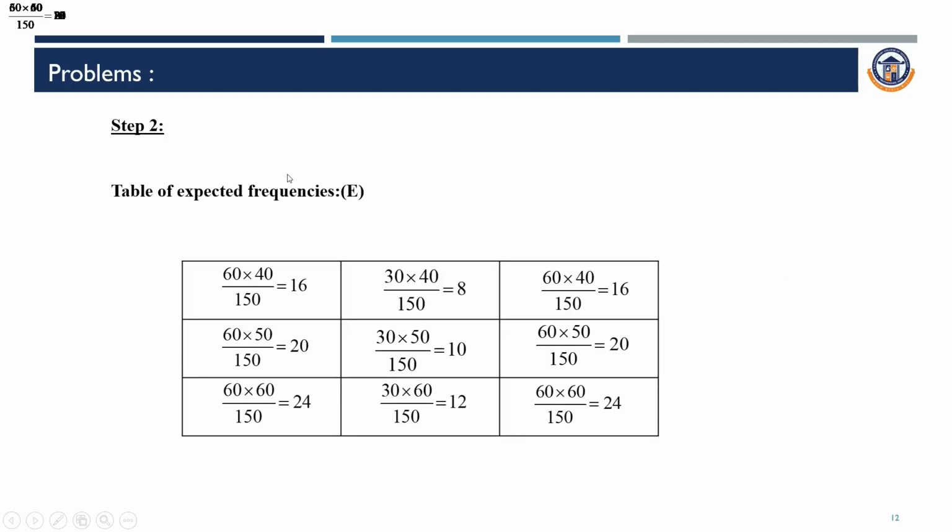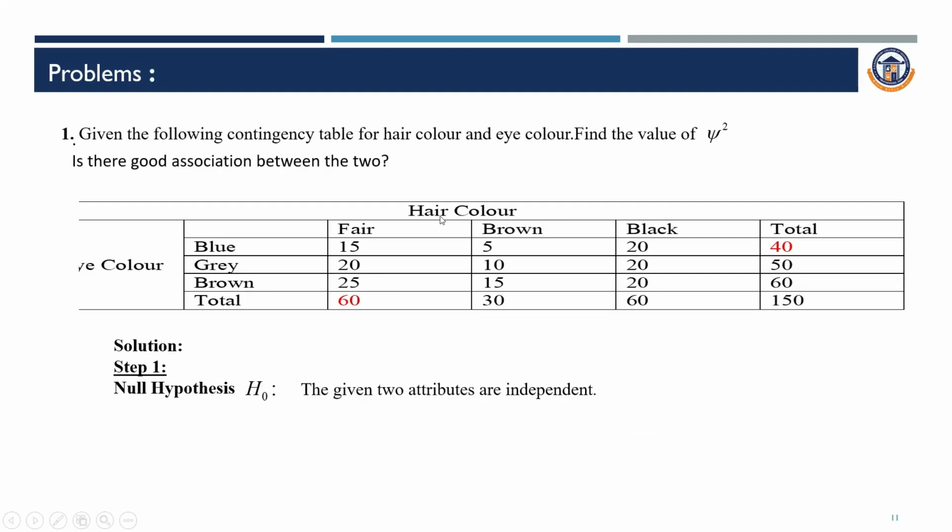In step 2, we calculate the expected frequency. Here 3 into 3, 9 data are given. These 9 data are nothing but the observed frequency. Now we are going to find the expected frequency of each observed frequency. The first observed frequency is 15. The expected frequency for this is 40 into 60 divided by the whole total 150.